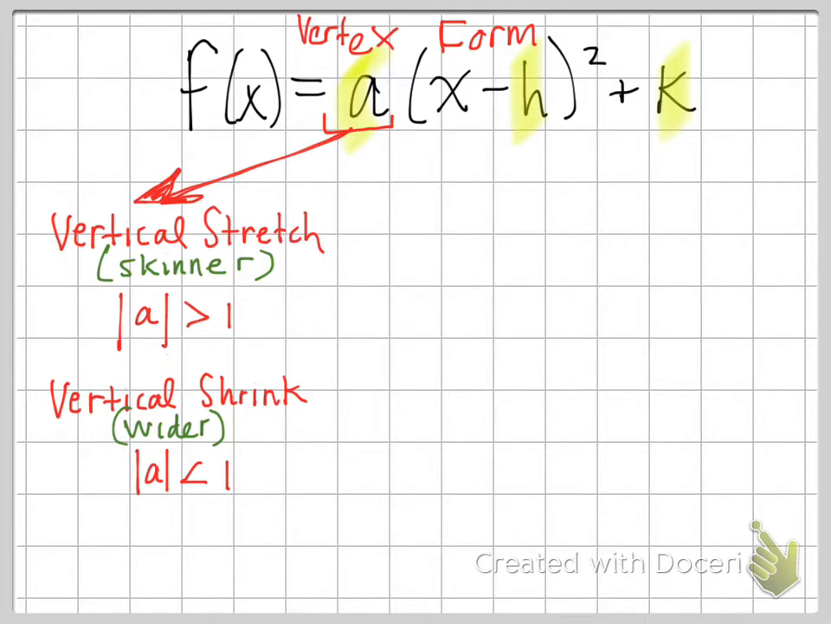Now, there's one last thing that a can do to your graph, which is it could flip it over the x-axis, right? So we could have what's called, remember from geometry, a reflection. And we're going to see a flip over the x-axis.